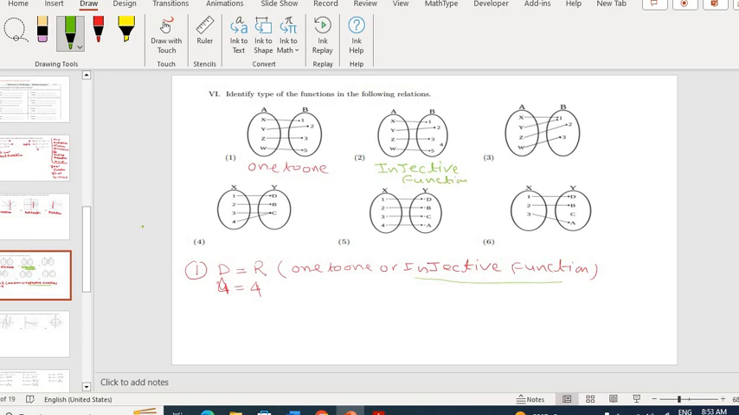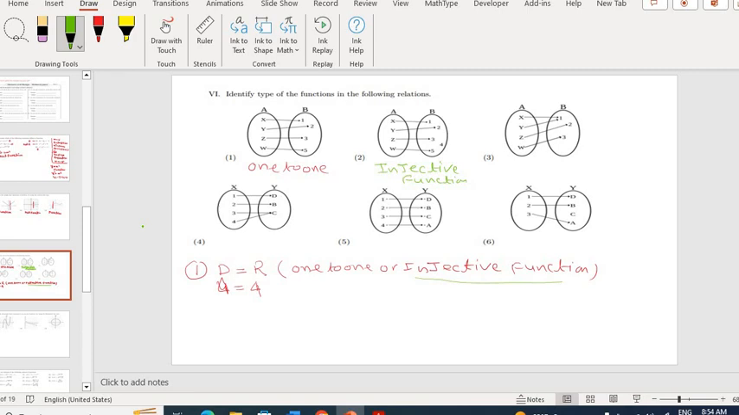Now, can I say that one? It is onto, I mean surjective. Surjective means when codomain and range are equal. Codomain is 1, 2, 3, 4, 5. Range is 4. So this is not a surjective or onto function. So this one is injective, or you can say 1 to 1. This is a 1 to 1 or injective function.